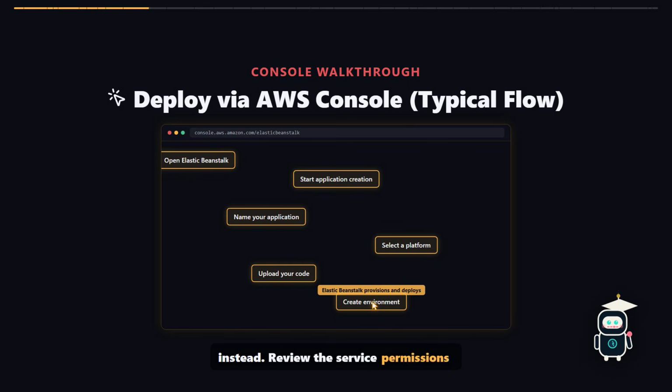Review the service permissions and EC2 instance permissions required by the environment. Review your VPC and subnet choices if networking configuration is exposed in your workflow. Then create the environment. Now watch what happens.